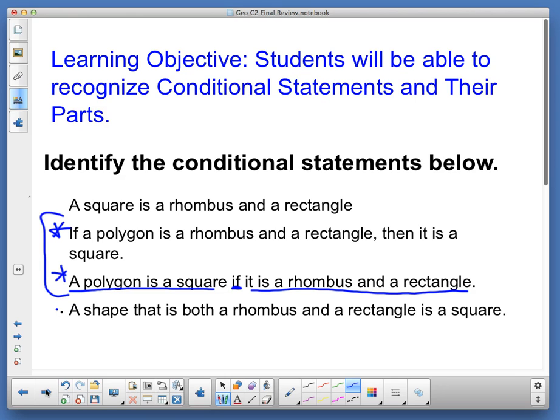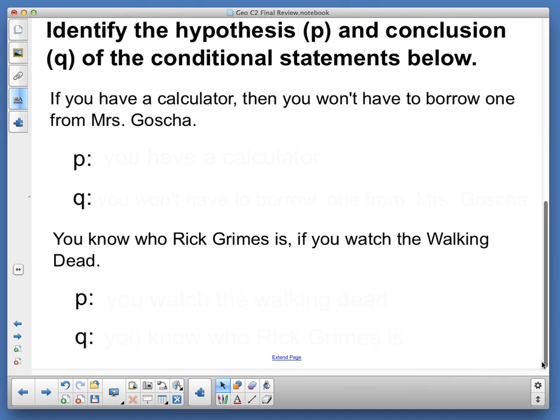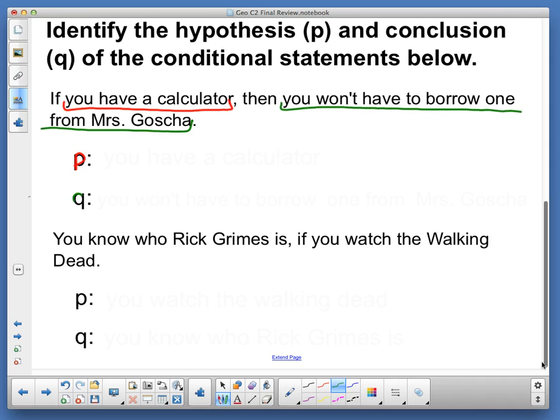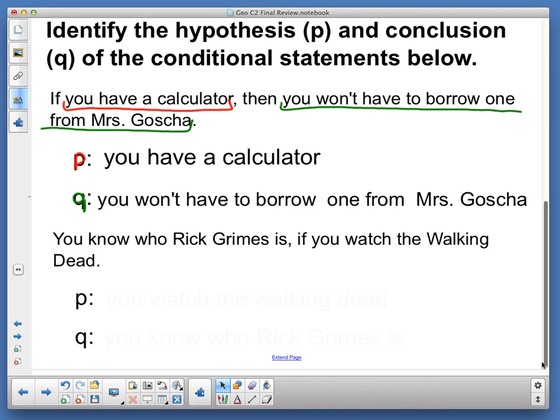Okay? Now, as we're reviewing these if-then statements, identify the hypothesis and conclusion. Hypothesis P, conclusion Q, as we look through this. If you have a calculator, then you won't have to borrow one from Miss Scotia. Well, this first part, my P, is right there. So that's my P value. My Q is right here. Okay, that's my Q value. And so I will be just writing those straight in. I will not include if, I will not include then.